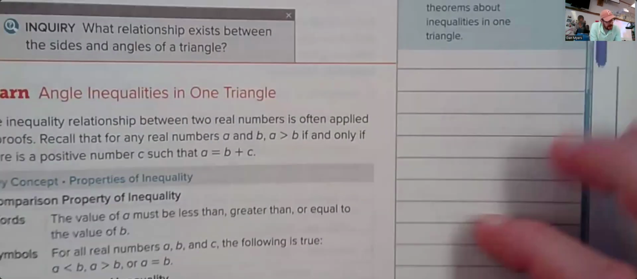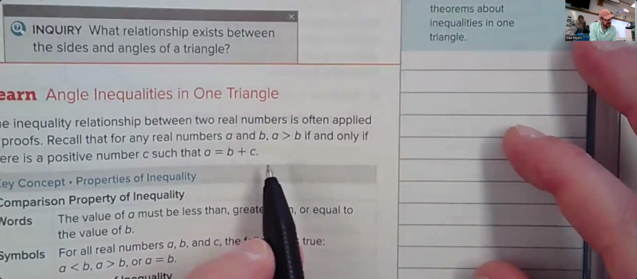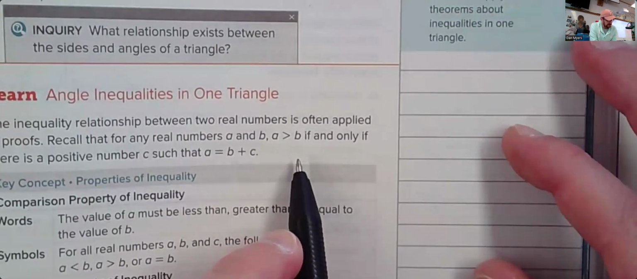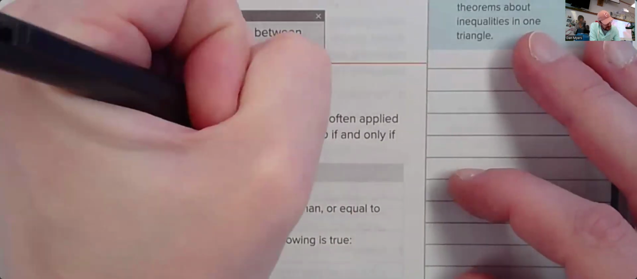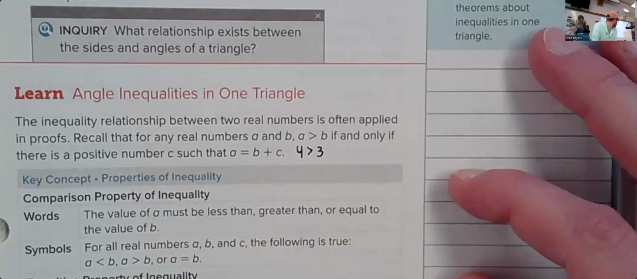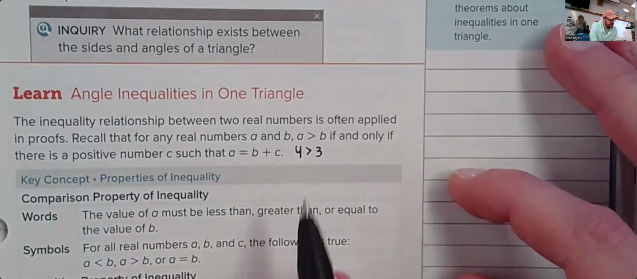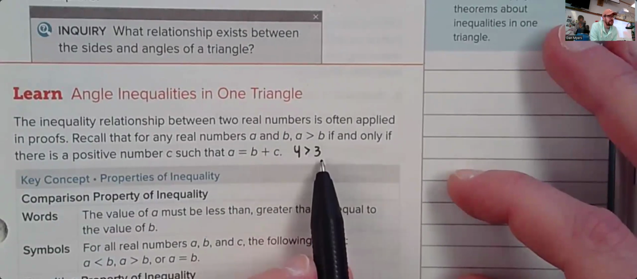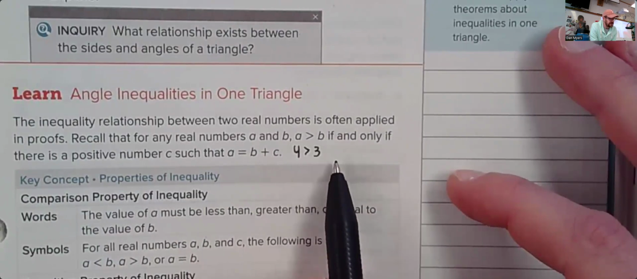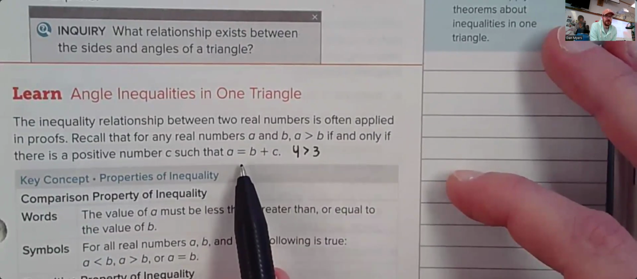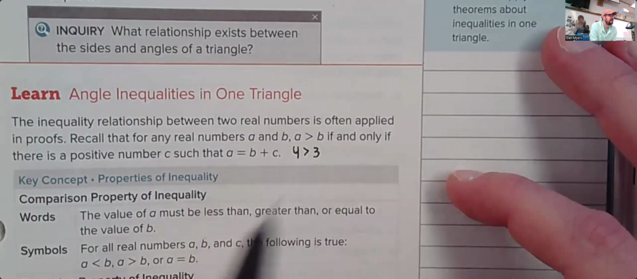let's just go off to the side. 4 is greater than 3, right? So an example of this is page 373. So let's just say this. If 4 is greater than 3, so that 4 is basically A in this scenario and 3 is B. The only way that 4 is greater than 3 is if we can add a number to 3 to make it equal 4. Can we add a number to 3 to make it equal 4? What is it? 1, exactly.